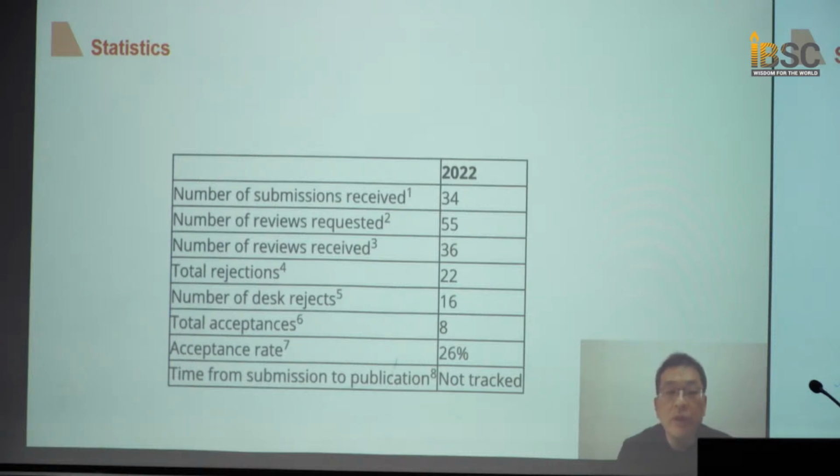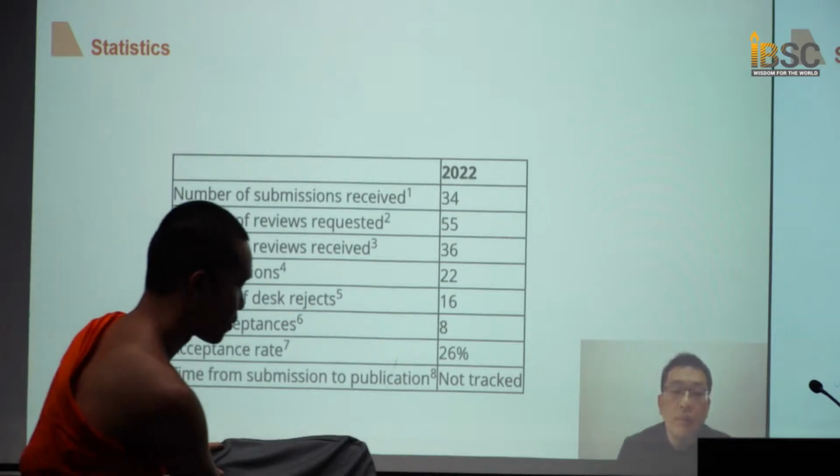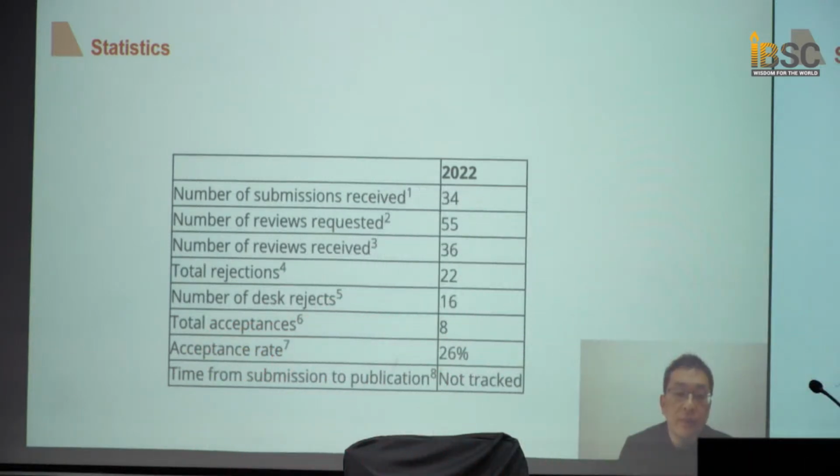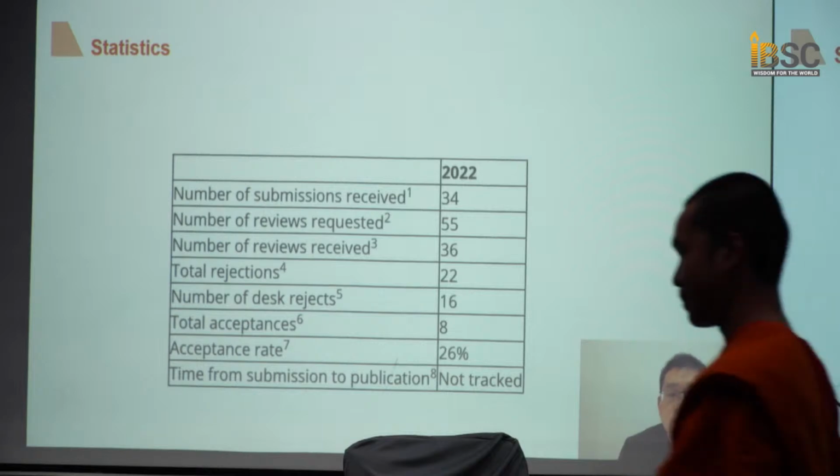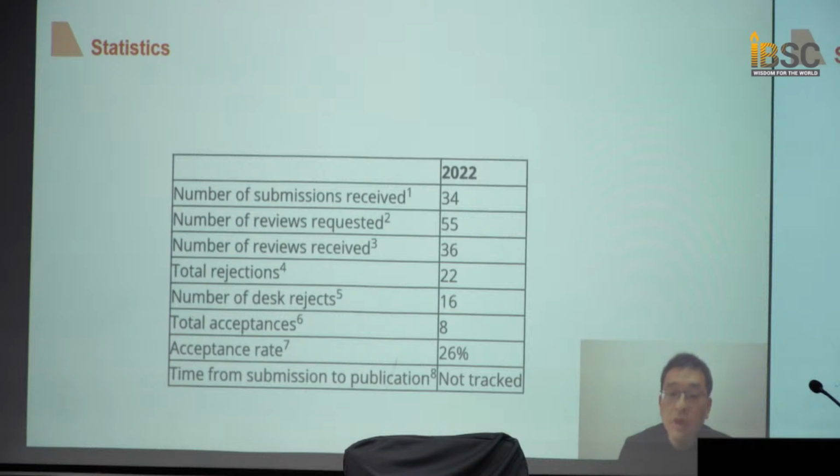We have 34 submissions and 55 reviews requested, and received 36 book reviews. So our acceptance rate is 26%. That's a modest acceptance rate for a new journal. Many long-established journals, their acceptance rate could be around 10%, 15% or so. It does not specify the time from submission to publication, but again, I think it's pretty short. After you submit, you get the first response from our editor. So these are the statistics.